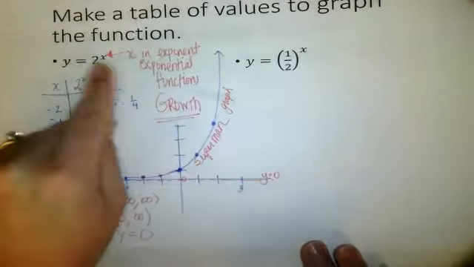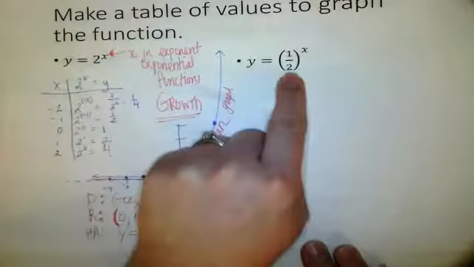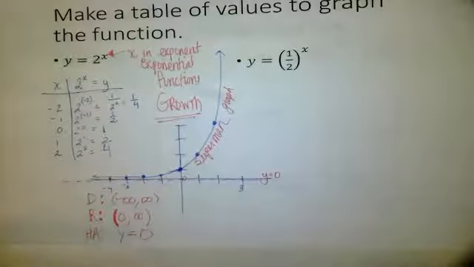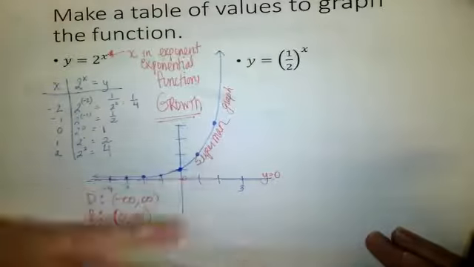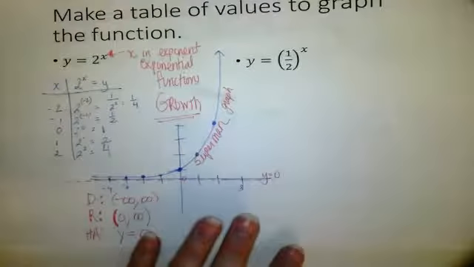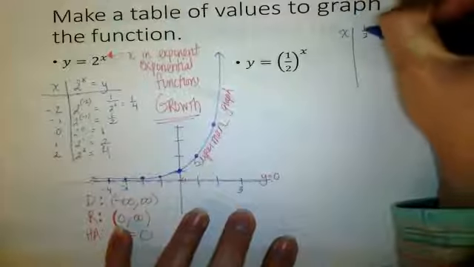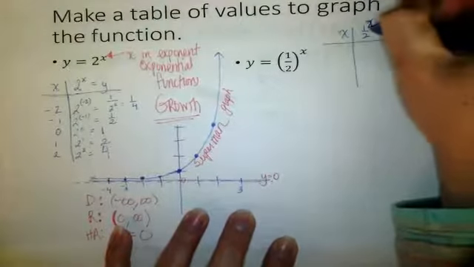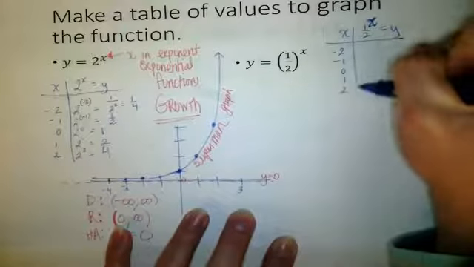What do you think is going to happen when my base changes from a 2 to a base of 1/2? I think it's going to flip it. How does it flip it? Does it flip it this way? Let's see what happens. All right, so again, I'm going to make a little table of values: 1/2 to the x equals y. I'm going to plug in -2, -1, 0, 1, and 2 just to get us going here.